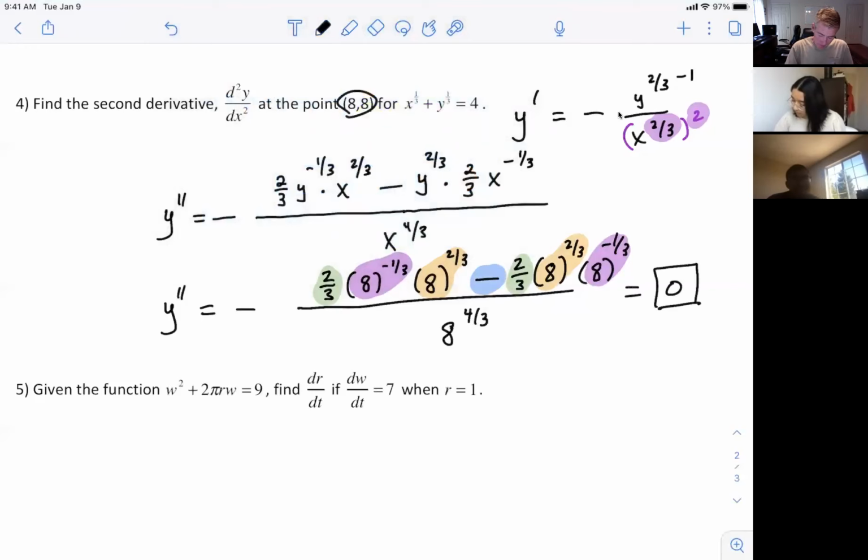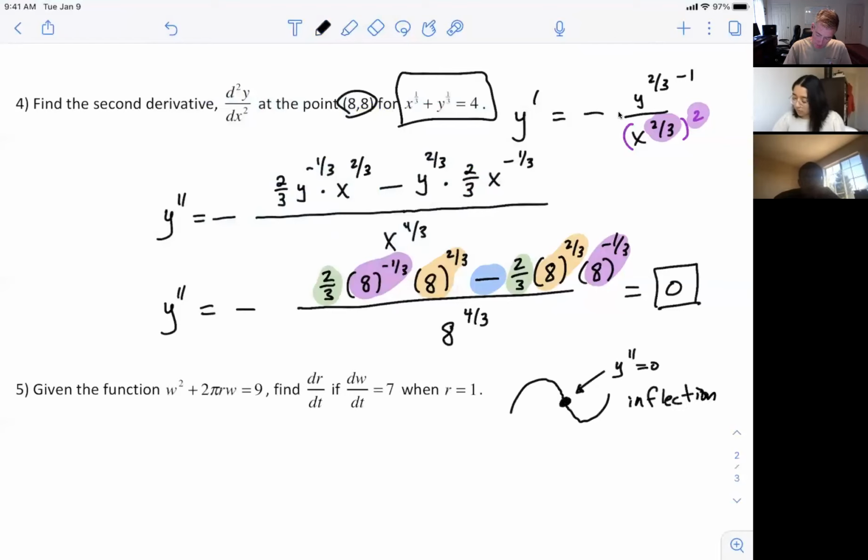And then for extra fun, I'm going to graph the original and see if I could understand why the second derivative would equal 0. So usually that happens when it's going from concave down to concave up. Then right there, that's where the second derivative would equal 0. So that would be an inflection point. So I'm going to graph it and see, does it seem like it's an inflection point?